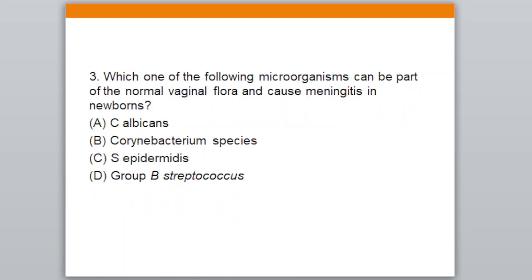Question 3. Which of the following microorganisms can be part of normal vaginal flora and cause meningitis in newborns? Your options are Candida albicans, option B. Corynebacterium species, option C. Streptococcus epidermidis and option D. Group B Streptococcus. So your correct answer is option D.